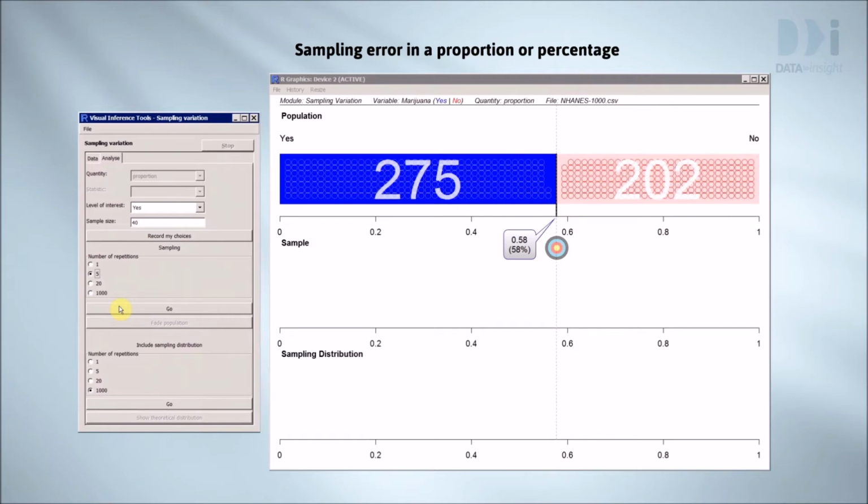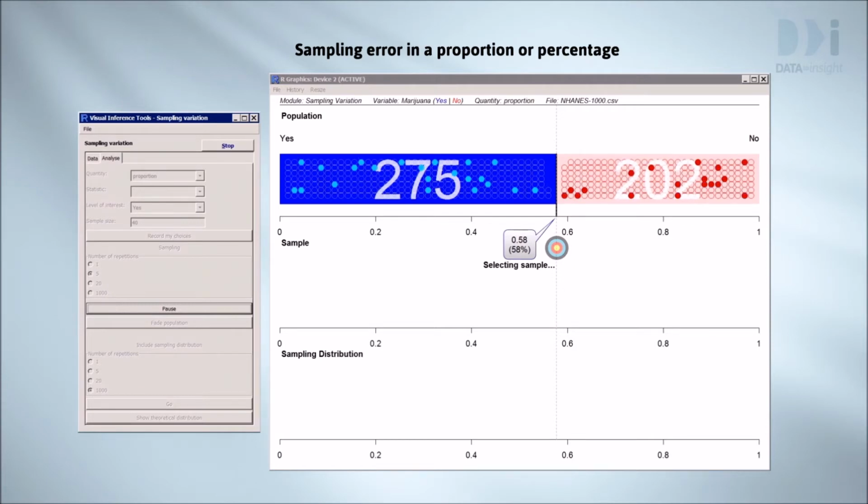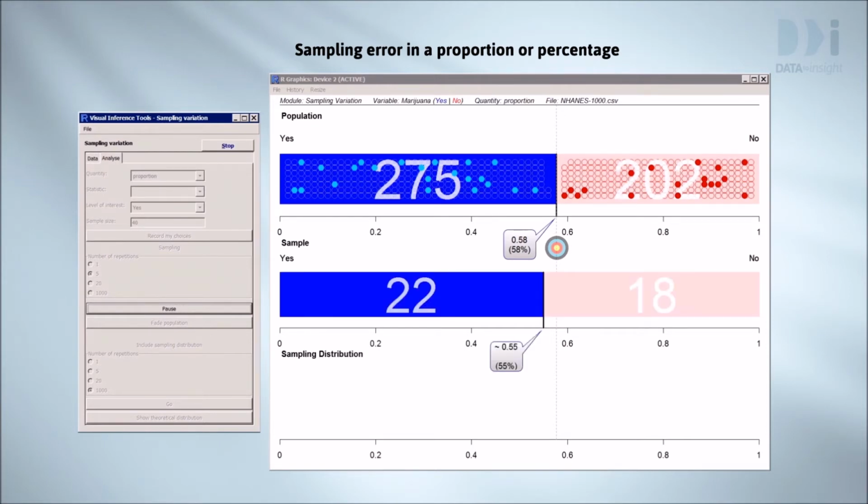Let's now take samples of 40 people from these 477 people, and for each sample taken we'll see how close we get to the true value target of 58%. The selected people drop down into the middle panel, and we get the corresponding plot for the people sampled. The proportion of yeses is about 55%, which is not too far from the target value of 58%.